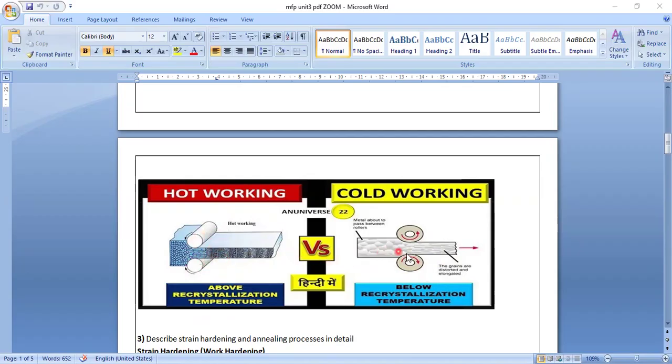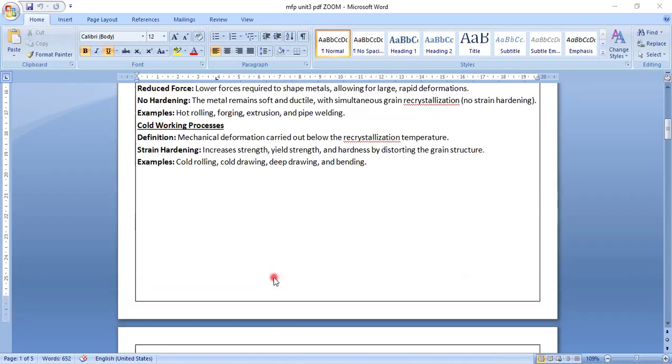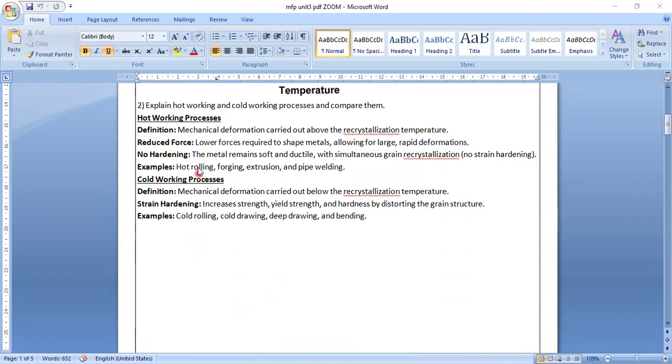You can see here cold is shown inside the metals, and here hot is shown inside the metals. Coming to the definition, hot working is a mechanical process carried out above the recrystallization temperature. Lower forces are required because the atoms inside the metal are heated, so they require lower forces to shape themselves. The metal also remains soft and ductile.